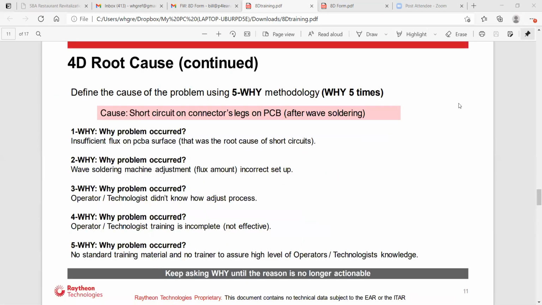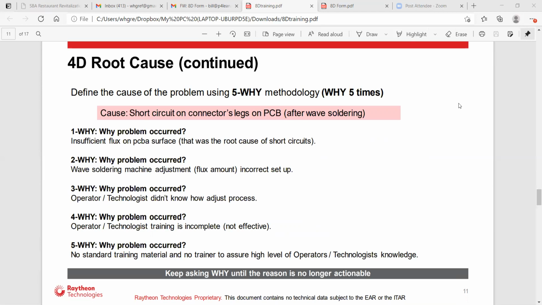And continuing on with the root cause, as you know, one of the best ways to do it is the 5 why method. For example, here's one. There's a short circuit on connector legs on PCB after wave soldering. Why did it occur? Because insufficient flux on the PCBA surface. That was the root cause of short circuits. Well, why did the problem occur? Wave soldering machine adjustment, flux amount, incorrect setup. Well, why did that happen?